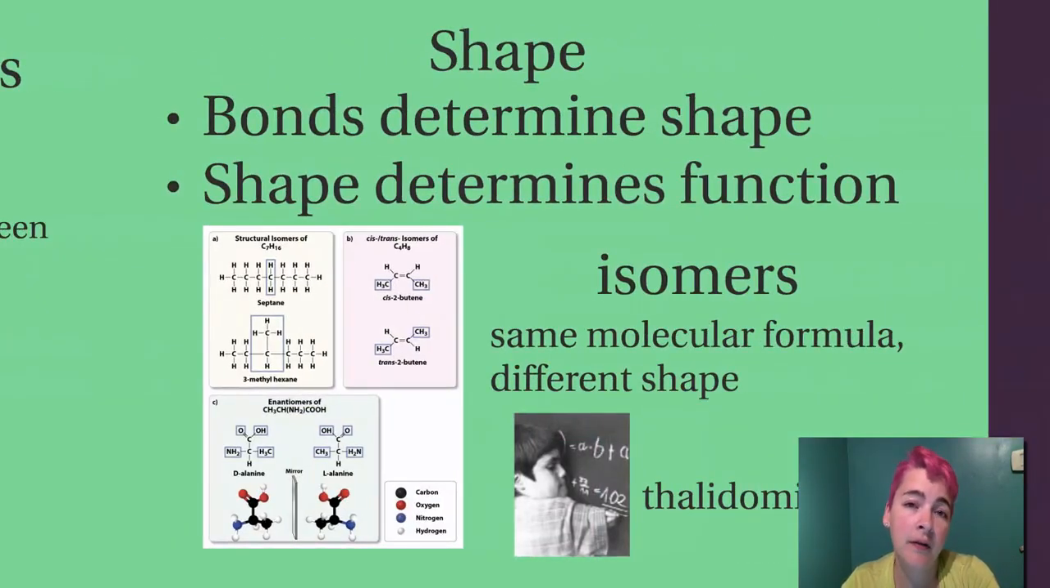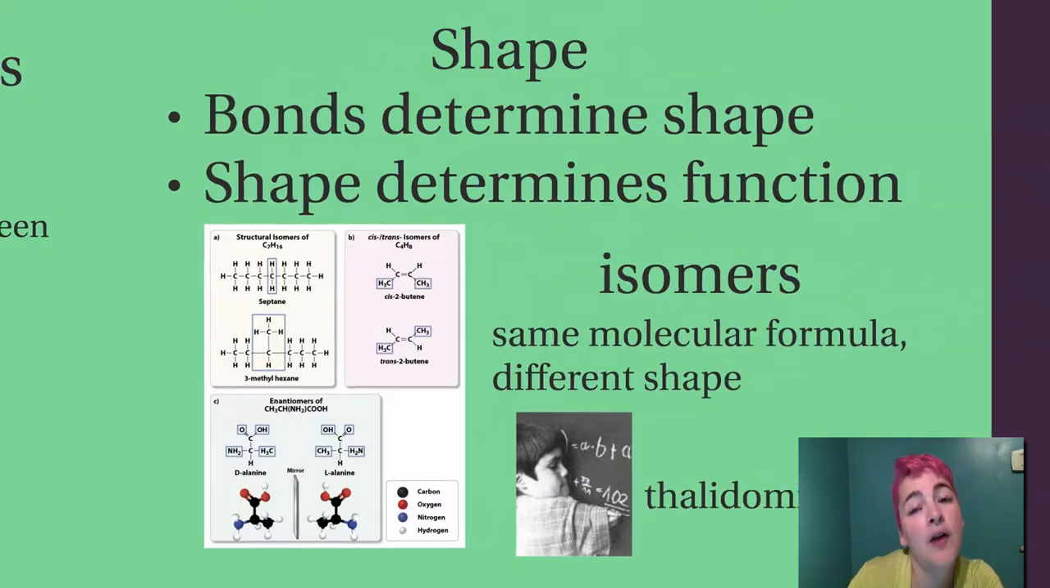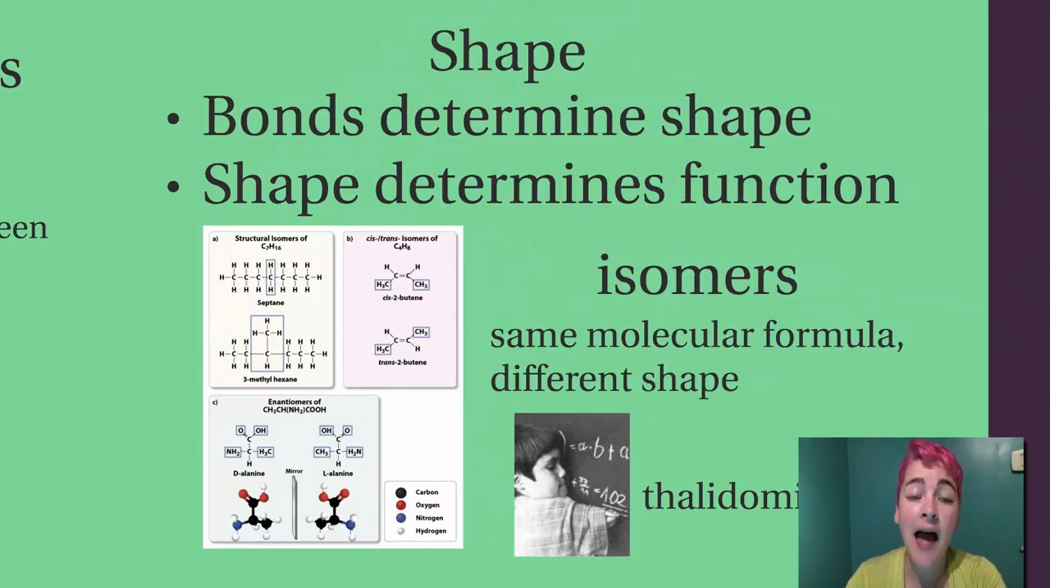Shape is very important to molecules. Shape is going to determine our function, and the bond type and the way that the bonds form will determine the shape. There are isomers. Isomers have the same molecular formula, such as C6H12O6. Glucose and galactose both are C6H12O6, but the way that the molecule comes together is a different shape, thus giving it a different function.